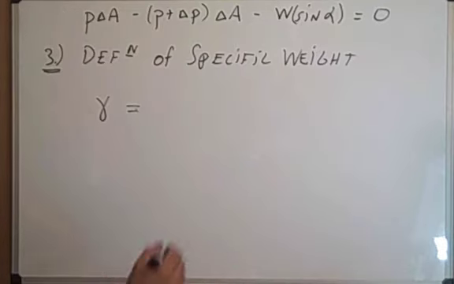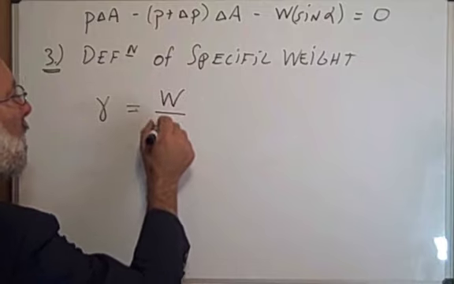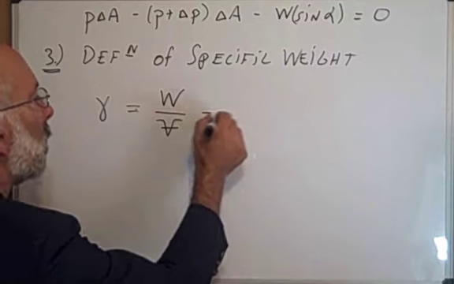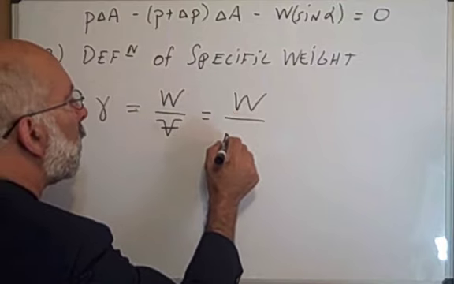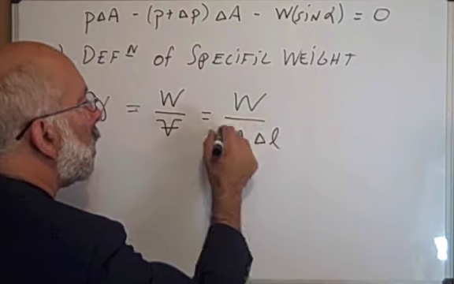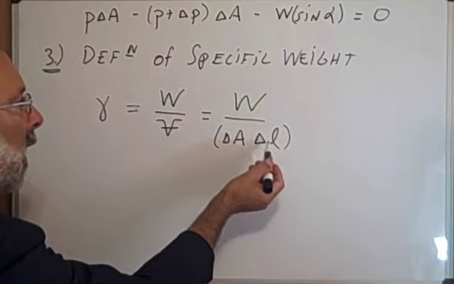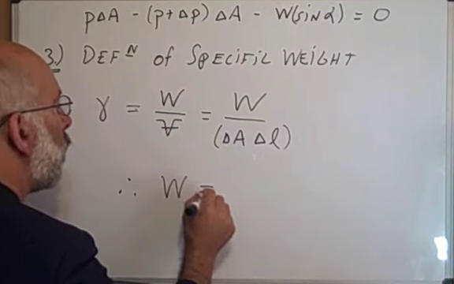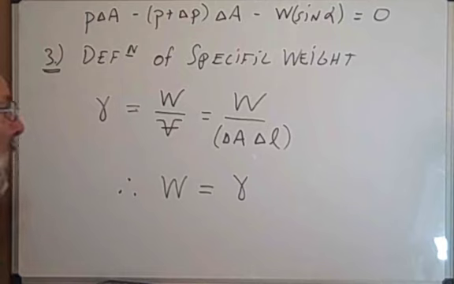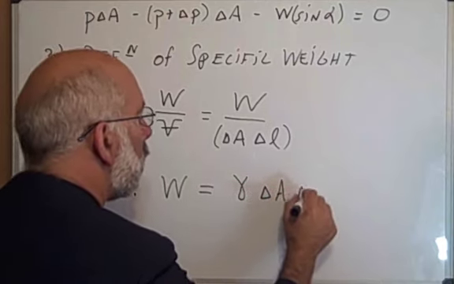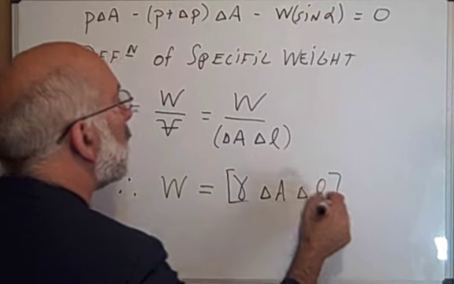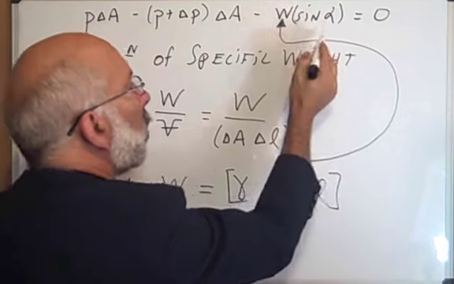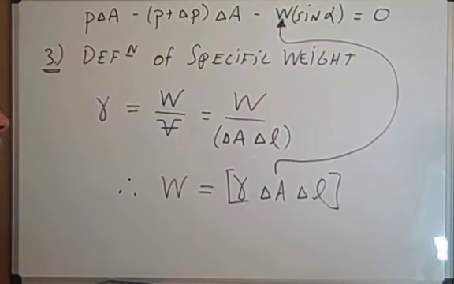Specific weight gamma is defined as the ratio of weight to volume. The volume of the fluid particle is equal to the face area times its length, delta A, delta L. Therefore, we can say the weight of the fluid particle is specific weight gamma, delta A delta L. Excellent. And we can come right in here and substitute. Similarly, we can substitute for sine alpha from the previous page.